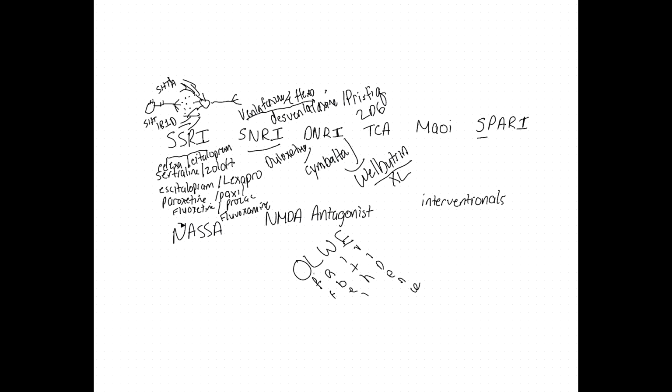Wellbutrin also is a potent 2D6 inhibitor. So if you give it with other meds that are 2D6 substrates, just be aware that Wellbutrin could increase those levels as well, all right? Similar to Prozac, it's a very potent 2D6 inhibitor. Wellbutrin can also be used for smoking cessation, right? It's also been used off-label for anorgasmia. Some people who have sexual disorders, some just have anorgasmia. Wellbutrin could be used for that as well.